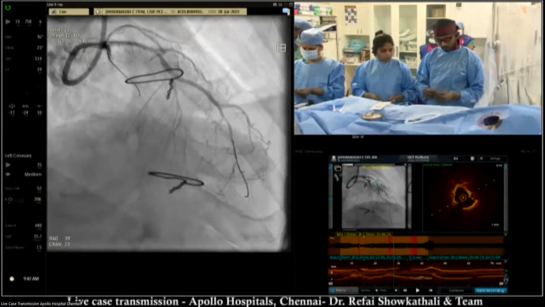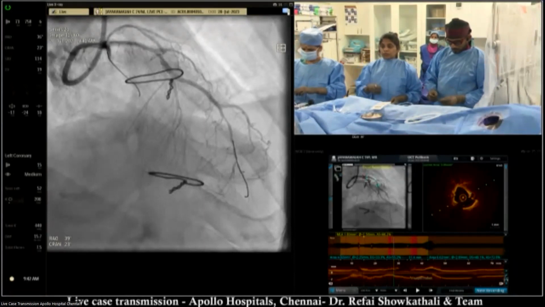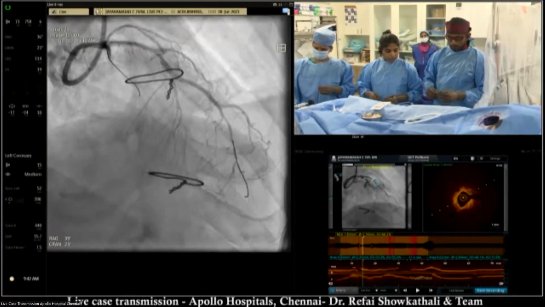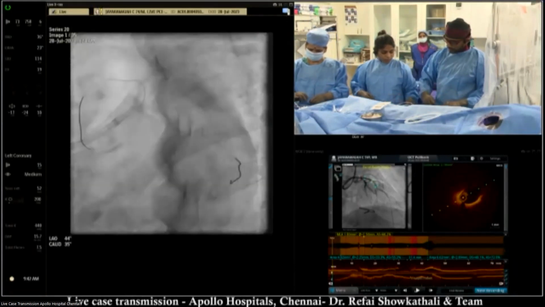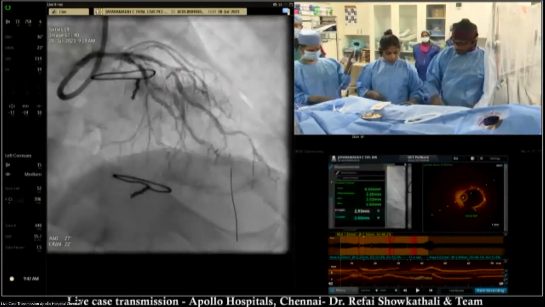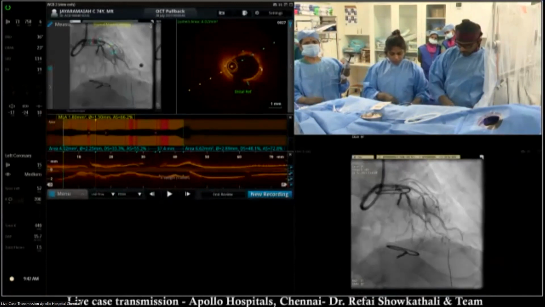So Refai, go ahead and show us what you have done so far. So the next OCT run you may have seen. Can we play the next second OCT run to show? And just what we decided is the distal reference diameter is around 2.6, where I'm going to land the stent just above the large septal branch. So that is my distal landing zone.